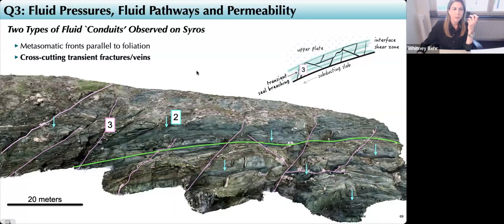And then lastly, another form of fluid conduit that we see is superimposed on both the foliation and the metasomatic zones. We see this abundance of dilational and dilational shear faults, boudin necks, filled and shear bands that all have quartz, epidote, and calcite precipitated in them.